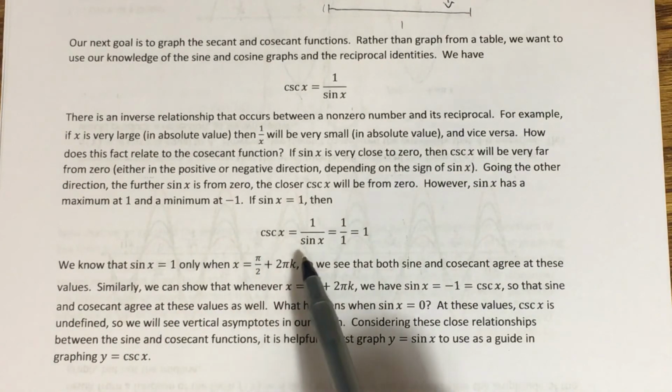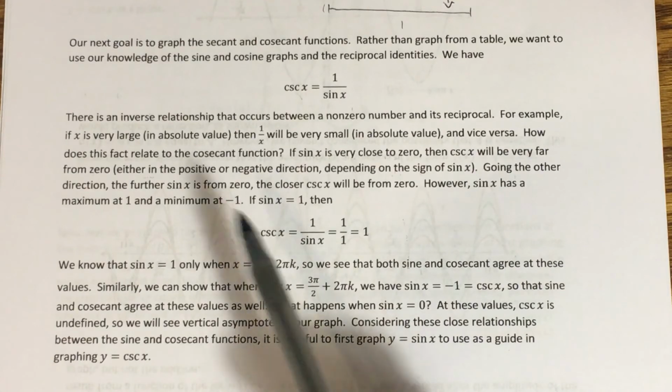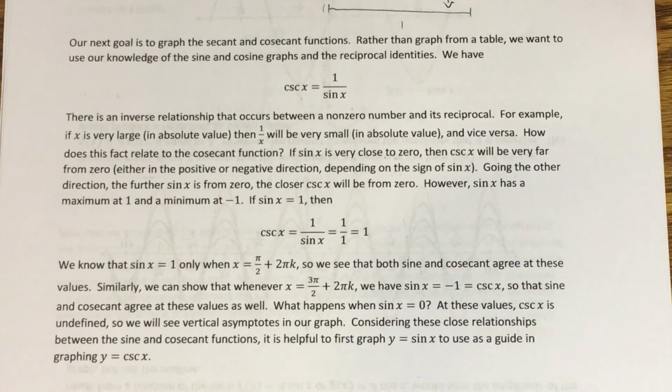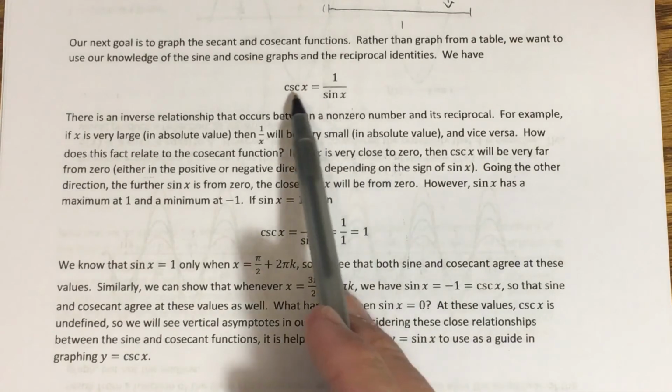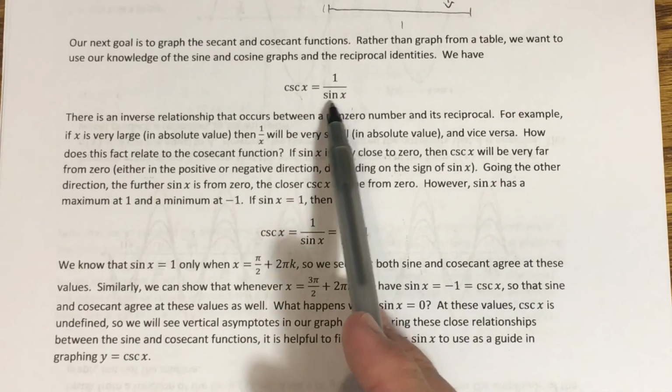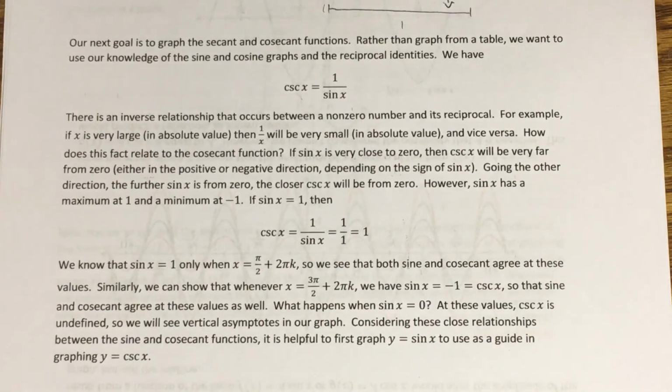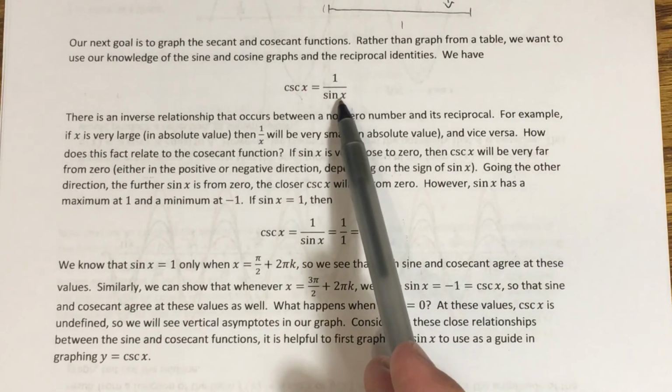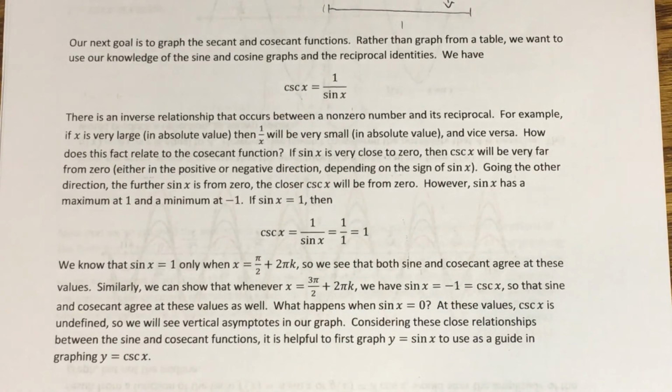So graphically, we have to think about what that means. If sine of x is very, very close to 0, then cosecant should be very, very far from 0. And that's going to produce asymptotes, just like we saw with the tangent and cotangent function. In fact, cosecant is going to be undefined anytime that sine of x is equal to 0. So everywhere that sine is equal to 0, those are going to be where we see asymptotes. And that's going to be every multiple of pi.